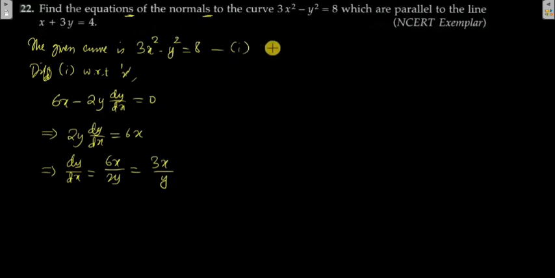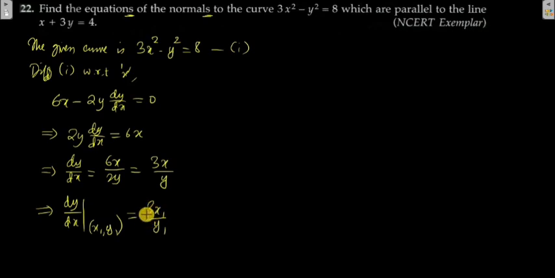Now remember, we want to find dy by dx at the specified point, which is not mentioned out here. So what I am going to do is, I'll find out dy by dx at x1 y1. So in place of x I'll write x1, so you get 3x1 by, you have y as y1 here. So this gives you the slope of the tangent. Remember, slope of the tangent.